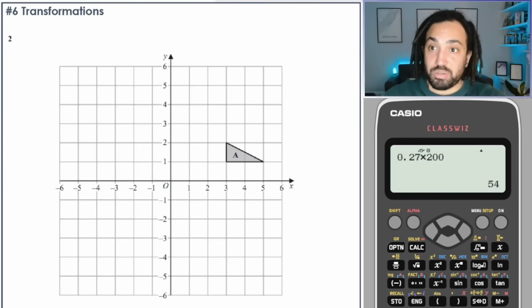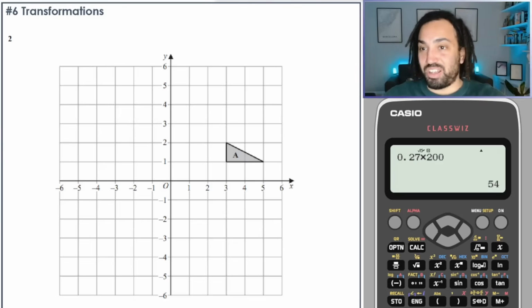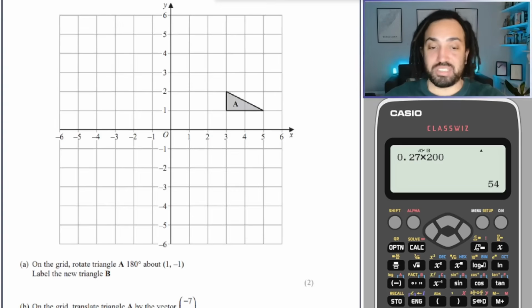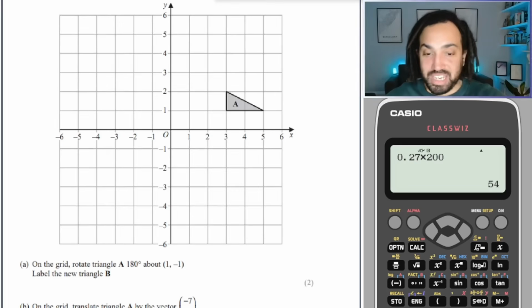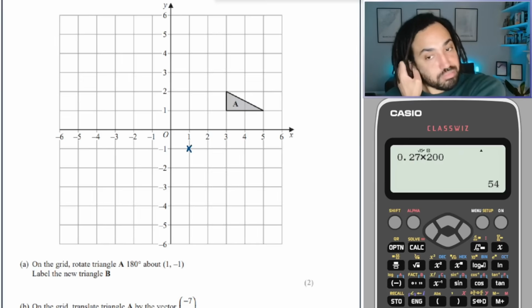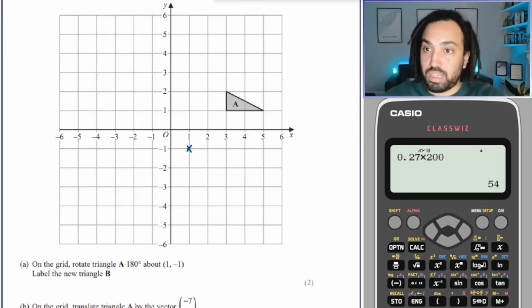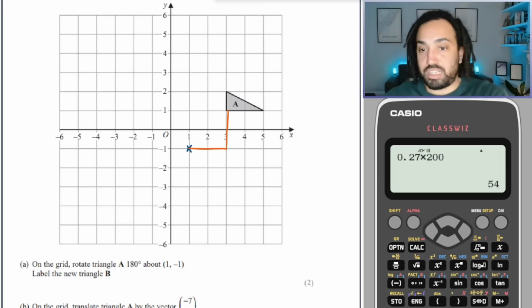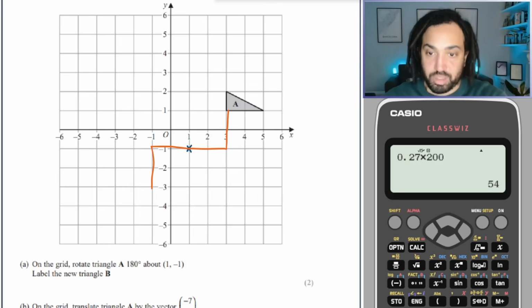Question 6. Oh no, the second hardest topic to do online, because I don't have tracing paper. But don't worry, we can figure this out. It's asking me to rotate this triangle 180 degrees about the point 1 along, minus 1 down, so about this point. Without tracing paper, what I would do is draw an L shape, and then rotate that L shape around. So it would look like that.